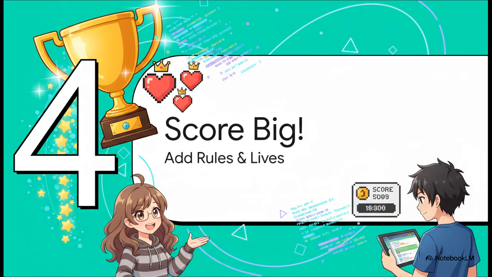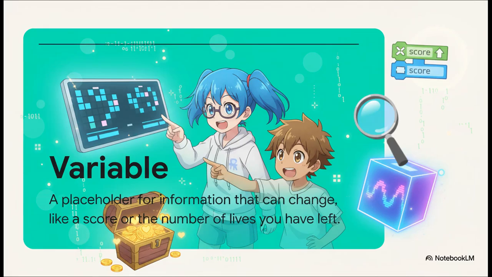So we have falling stars, and we have a basket we can control. What's missing? The rules. It is absolutely time to add a scoring system and lives to turn this into a real challenge. Now, to keep track of things like points and lives, we need a special tool called a variable. Don't let the word scare you. Just think of a variable as a little digital scoreboard, or maybe a box that holds a number. That number can go up or down as the game goes on, which is perfect for tracking our score and how many lives we have left.